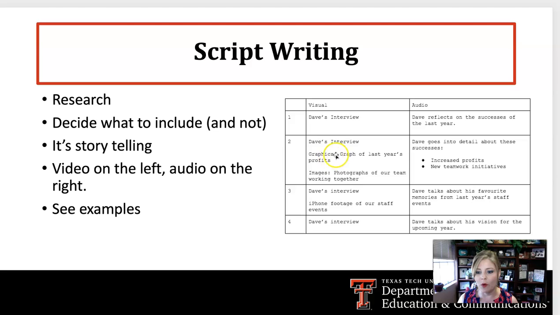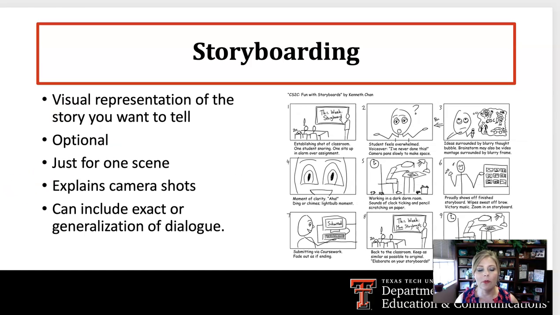Next, we have some graphics of last year's profits and some images, photographs of our team working together. And then we have Dave talk about our increased process and our new teamwork initiative. So this is a general script, and it depends on what you're doing. If you want exact words said, script them out exactly how you want the narrator to read them. If not, then this right here is fine. And I'll post some examples of scripts and storyboards in Blackboard.